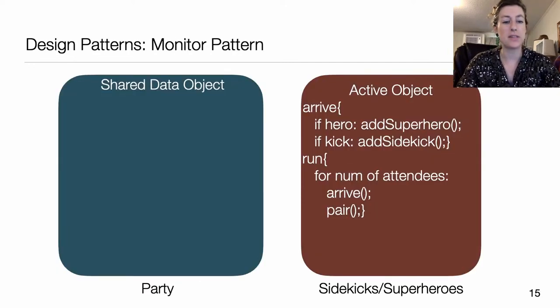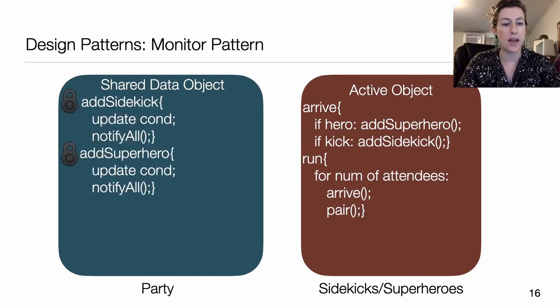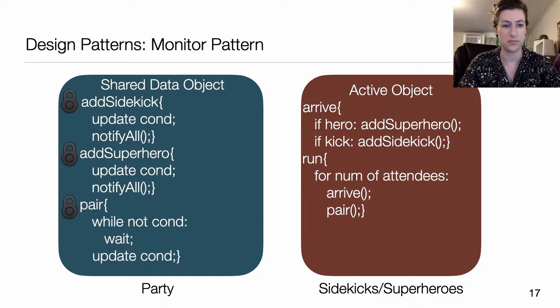Now for the threads paradigm, the monitor pattern as applied to the party matching problem looks like this. The active object generates attendees, and the data object manages the party. When they arrive, attendees can update the appropriate condition, whether they're a superhero or a sidekick, which is incrementing the count of that role, and notifying all. Then they immediately try to pair and leave.